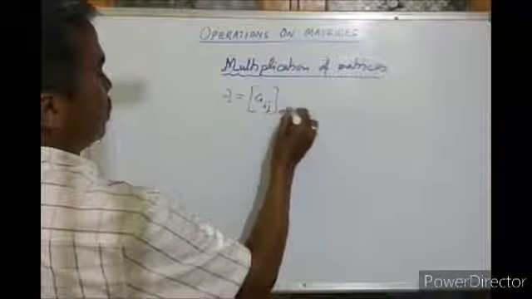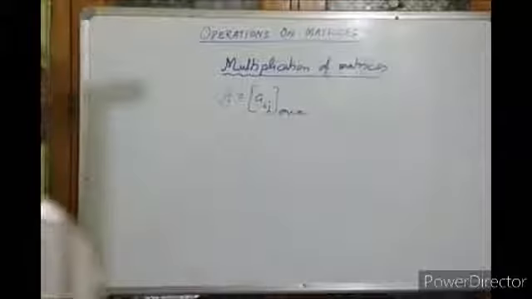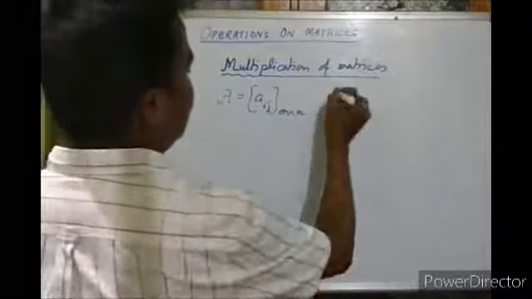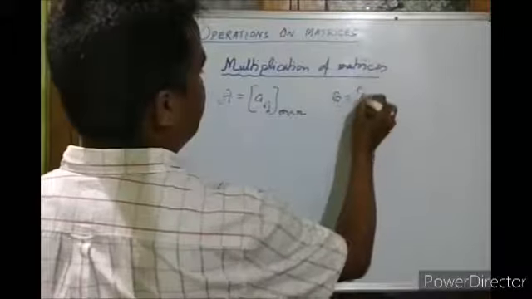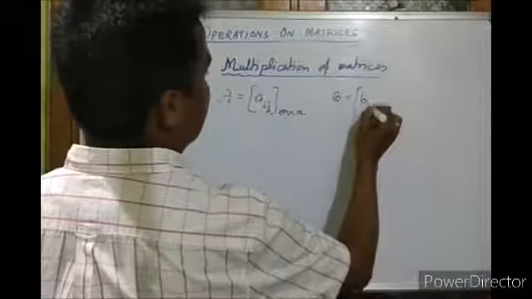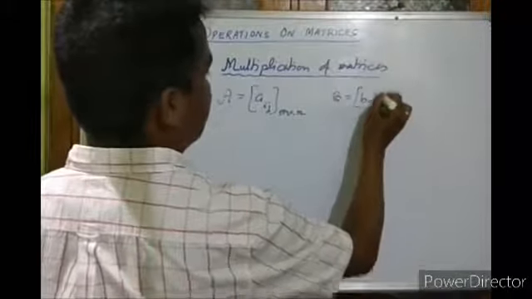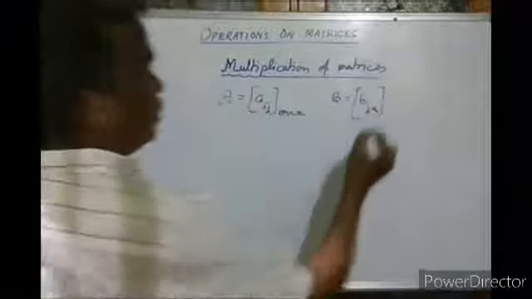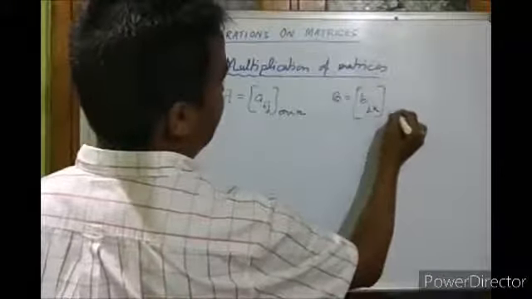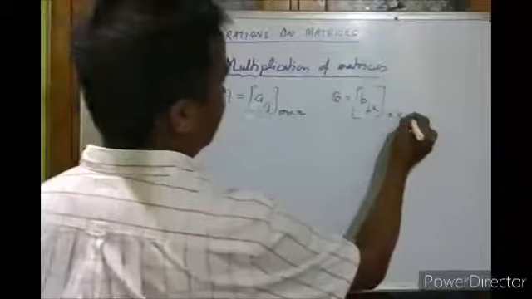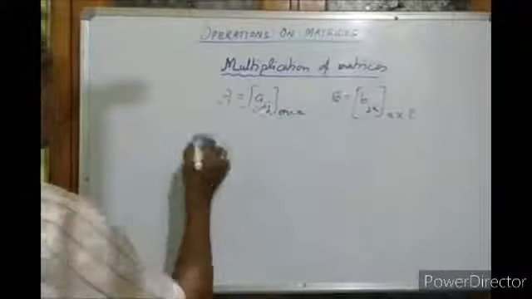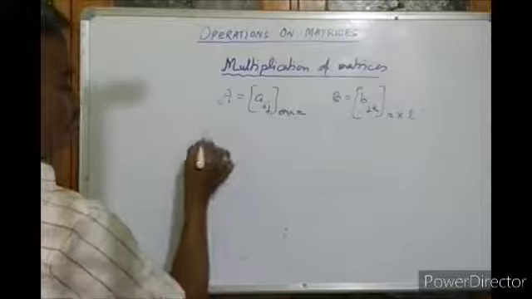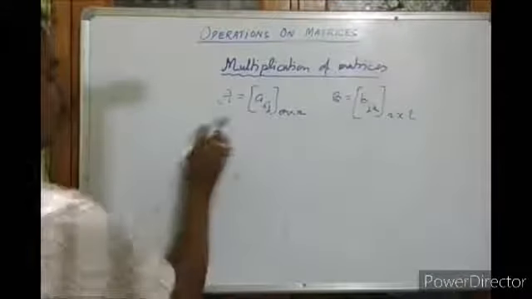It is a matrix M by N, and B is another matrix, so B is J by K, and its order must be N cross something, say N cross L. Then what is the element AB? So let C be equal to AB.